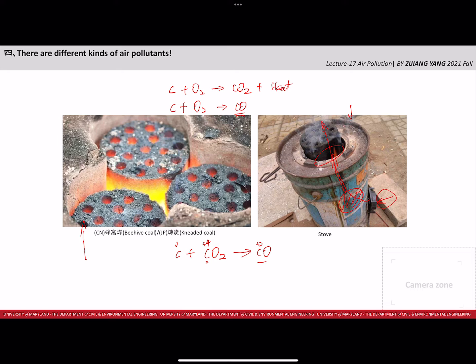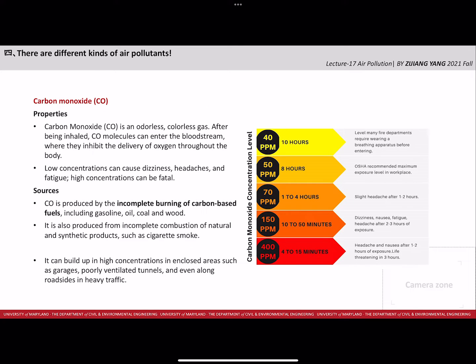Sometimes I would hear news, when I was young, that some people used this stove inside the house in winter because they wanted to get warm. And because of carbon monoxide, it was very dangerous. But now, because of other more usable energy sources, this stuff has gone out of use. Okay, anyway, let's look more at carbon monoxide.